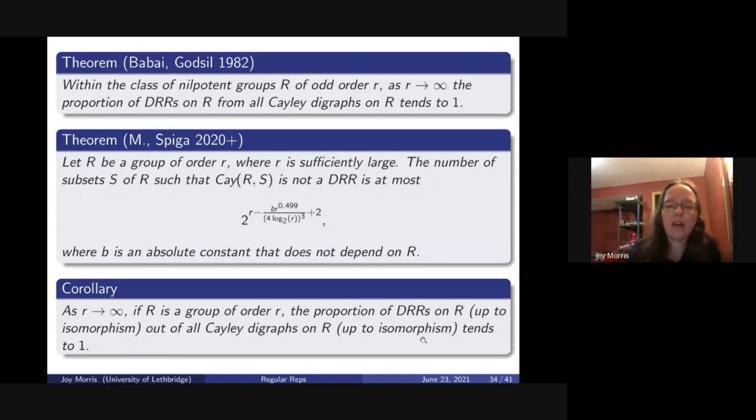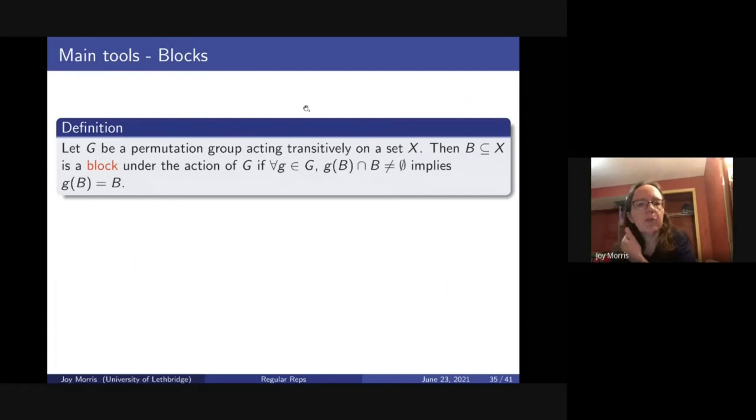I'm going to quickly go through some of the main tools that we used in this result. So we use blocks in the automorphism group. If we have a permutation group G acting transitively on a set X and we have a subset of that, then it is a block under the action of G if every element of our permutation group G either fixes that block or maps it to something completely disjoint.